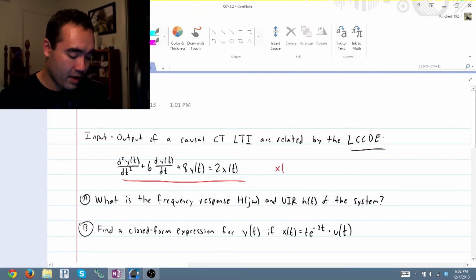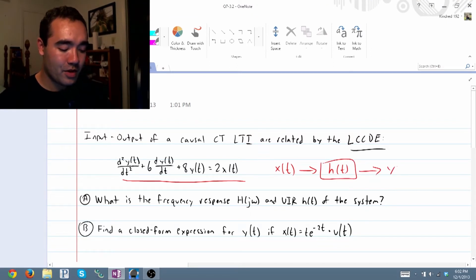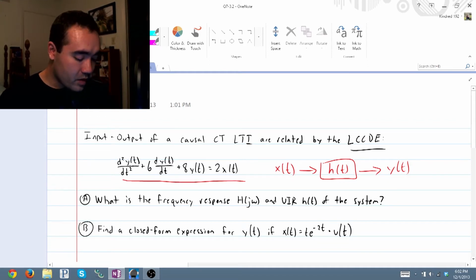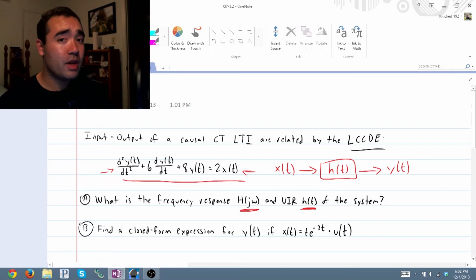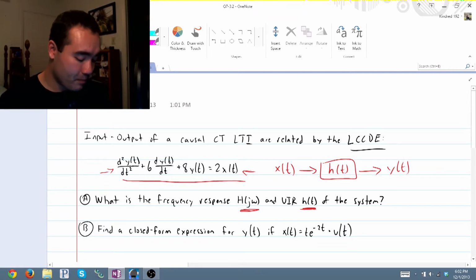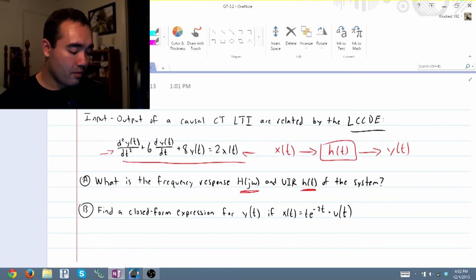So as you know, with a system you have some x of t, which is convolved with some kind of unit response, which gives you your output, or y of t. So we have our output on this side and our input here, and it's asking us in part A here to find h of j omega and h of t, or the unit impulse response or frequency response in the frequency domain.